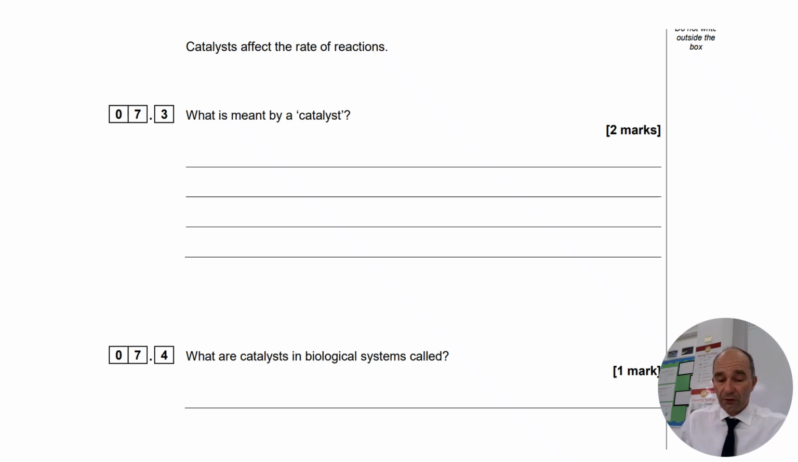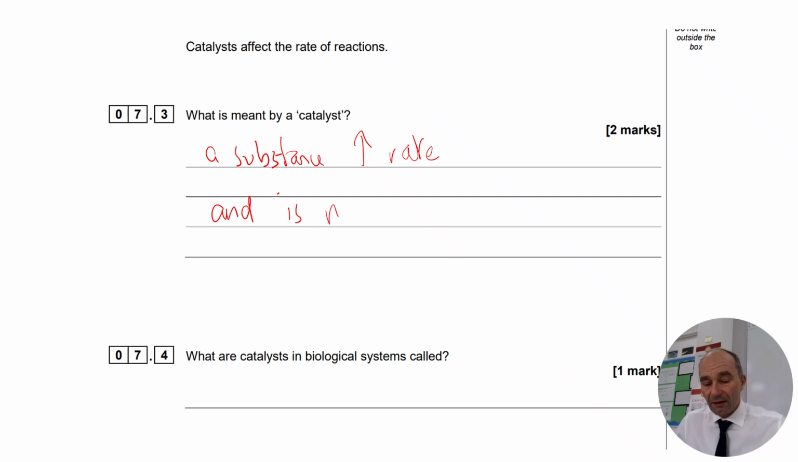Right, and then we're introducing the idea of catalysts. So catalysts affect the rate of reaction. What is meant by a catalyst? So you've got 2 marks up for grabs. So a catalyst is a substance that increases the rate of a reaction. So it increases the rate. But the second mark, and is not used up during the reaction. So most catalysts you can recycle. Right, so it's important, look at the mark scheme, look at the number of marks, you've got 2 marks. So make sure you're making those 2 points.